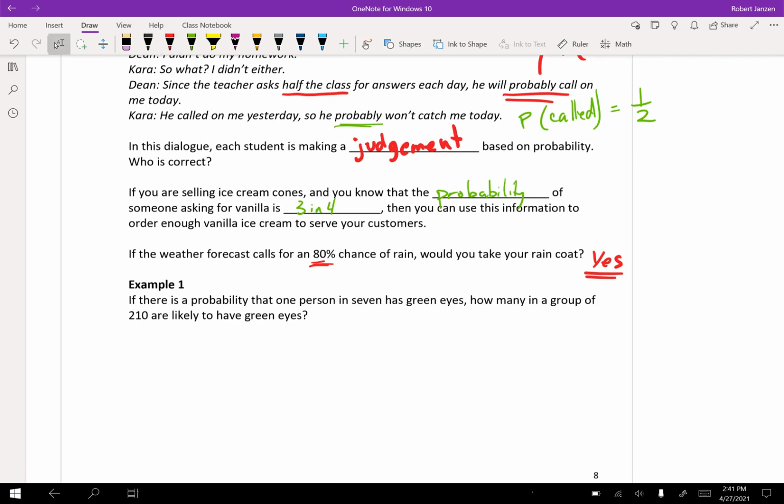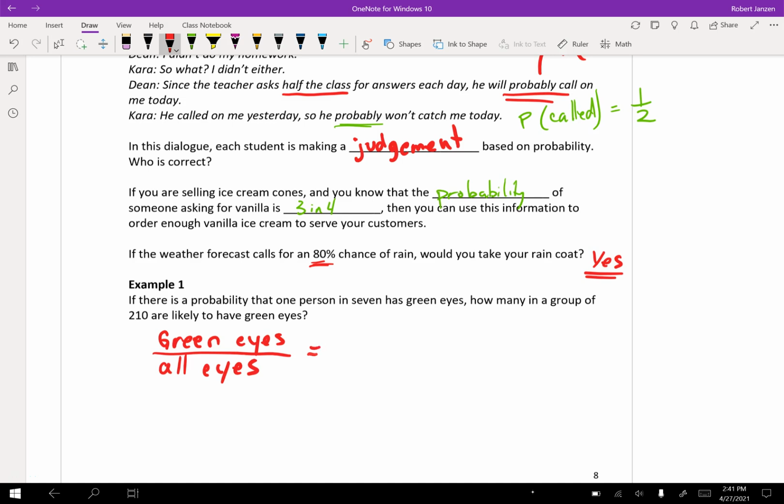Okay, let's try some examples now. If there is a probability that 1 person in 7 has green eyes, how many in a group of 100 or 210 are likely to have green eyes? Okay, well, we should set up a proportion here. Let's compare green eyes to all eyes.